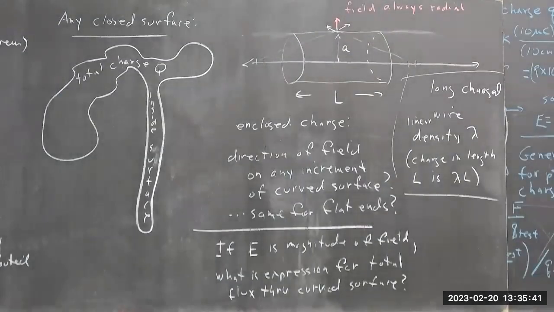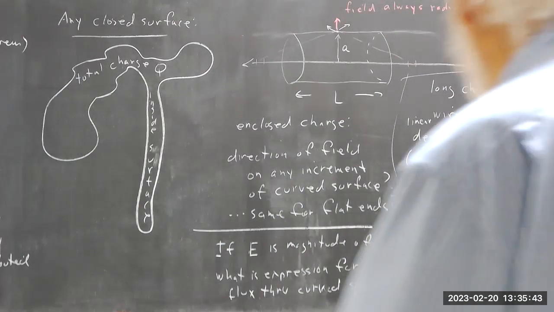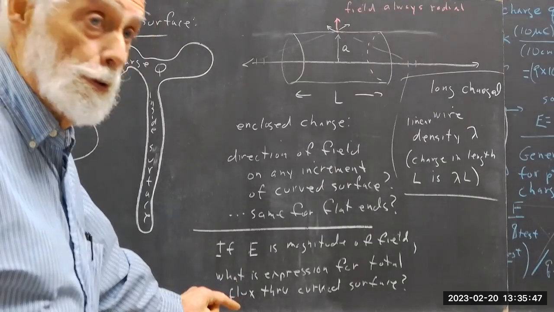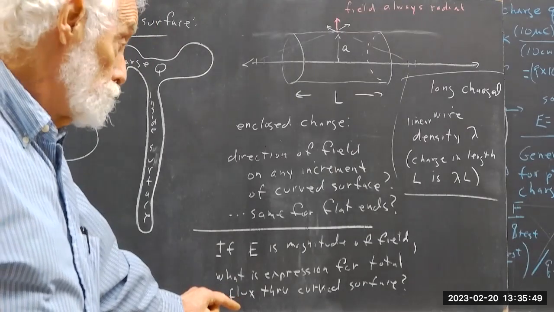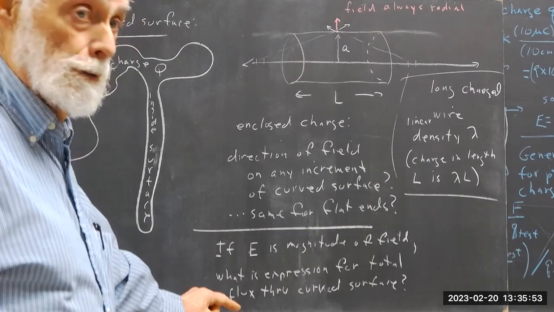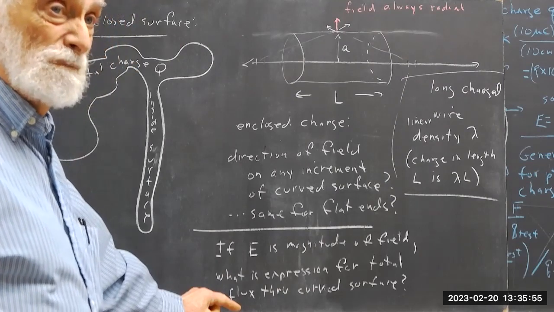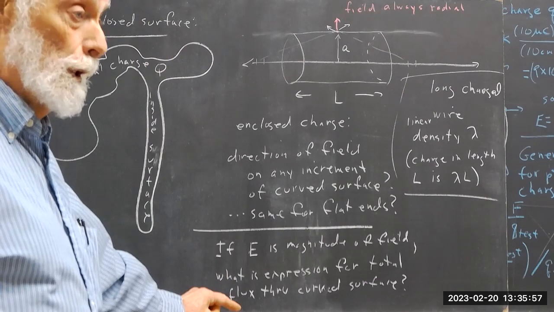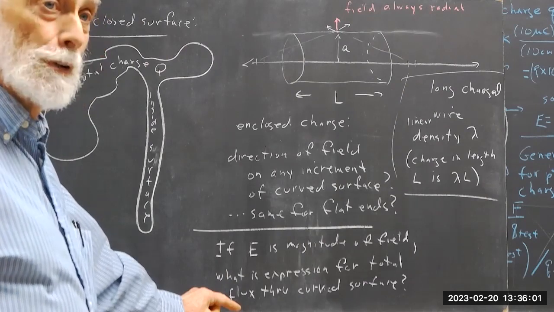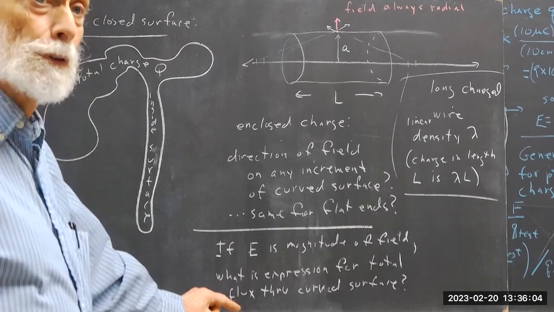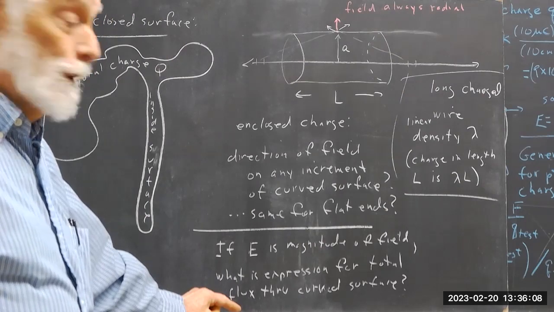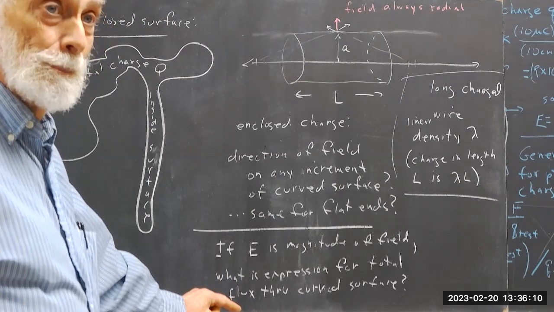Okay, so the answers we got to this question: if these are magnitude of the field, what's the expression of the total flux through the curved surface? Well, the answer I got is, it's like the sphere, the electric field times 4 pi r squared. Okay, well, no, because 4 pi r squared doesn't apply, but the idea was correct. It's field times the area. But you've got to have the area of the curved surface.